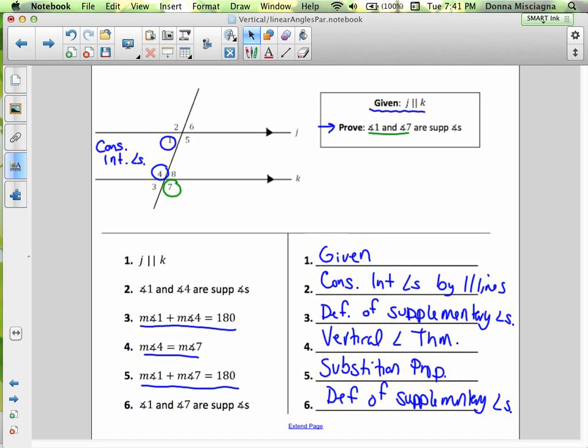So here's this proof right here. Every statement is justified with a definition, theorem, postulate, or reason. There's a reason we can make each of these statements. And that's what a proof is: a completely justified argument to show that something is true. All right, let's take a look at the next one. There's 6, I think, altogether.